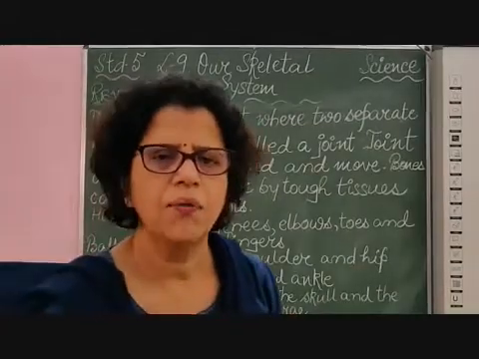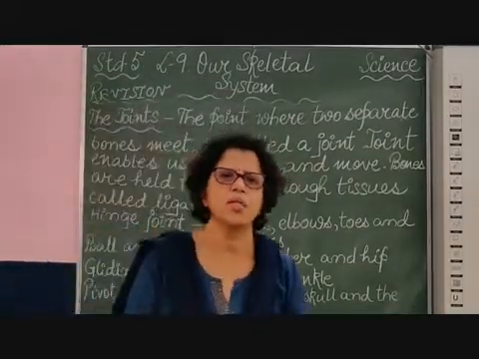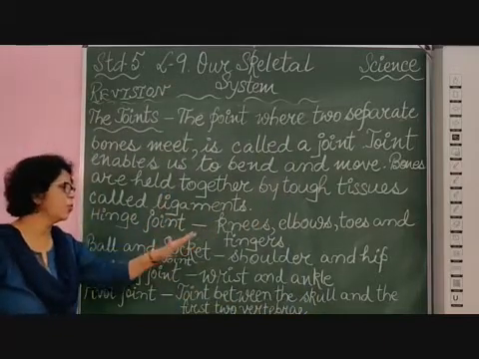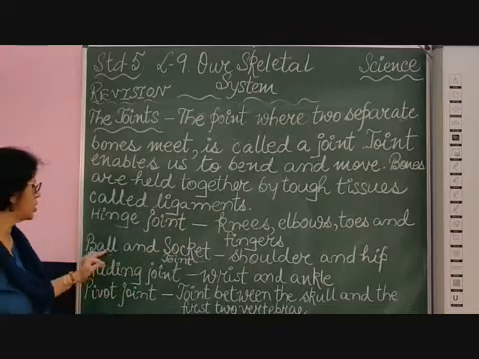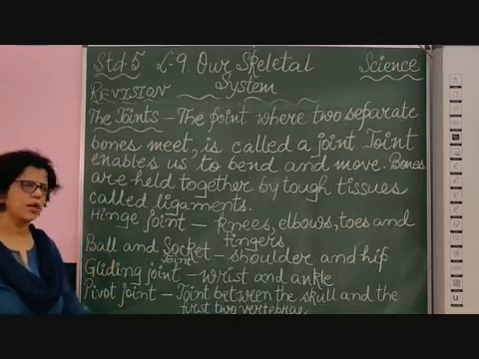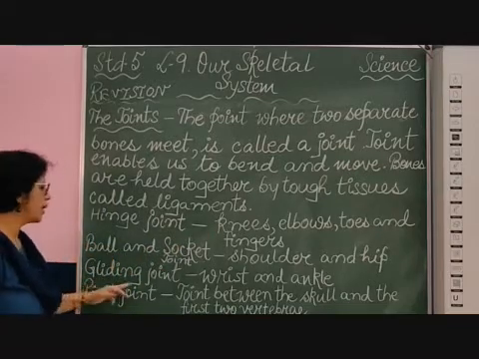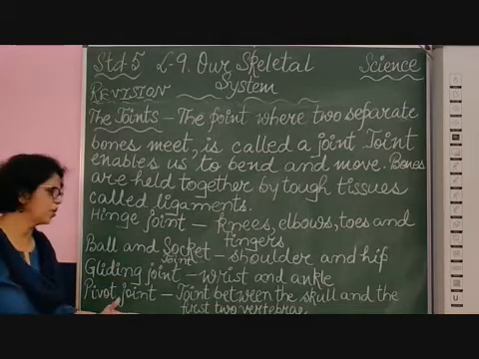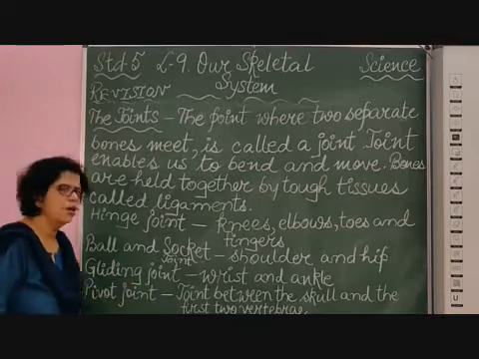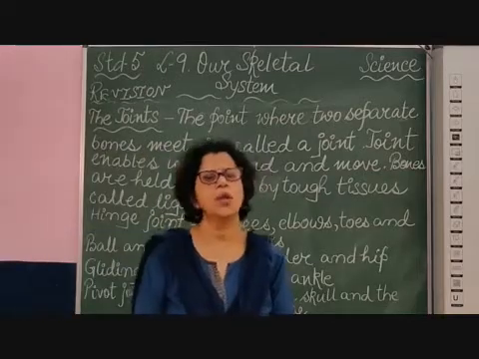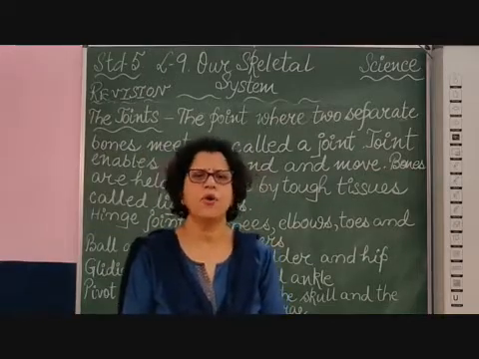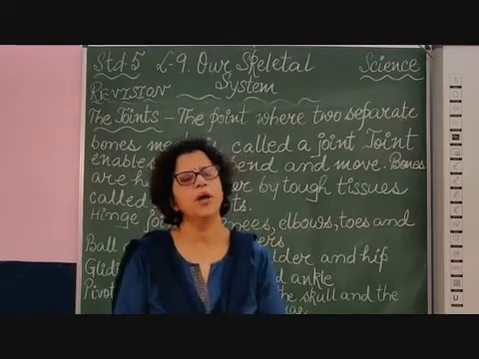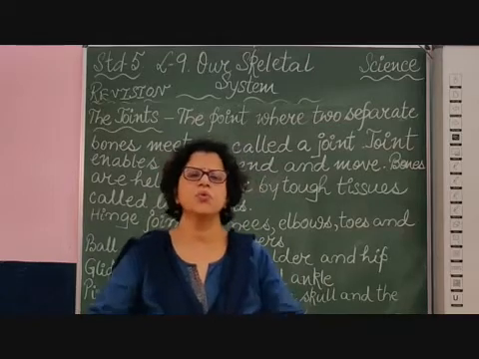So in this way we have these four types of joints, namely the hinge joint, which is in our knees, elbows, toes and fingers. Ball and socket, your shoulder and hip. Then the gliding joint, your wrist and ankle, and the pivot joint between the skull and the first two vertebrae. Okay, in this way joints are helpful for doing all types of work. They help us to bend, to move, and to do different types of work.